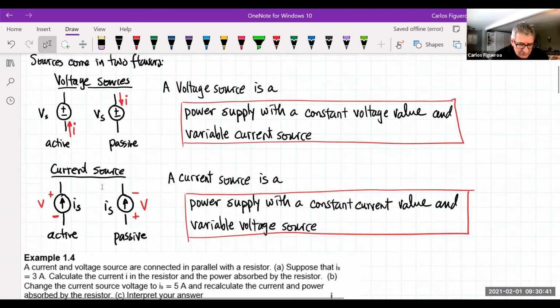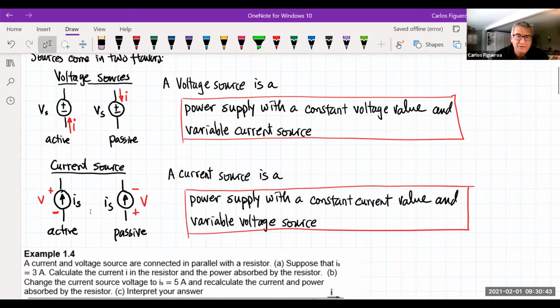If I have a current source, they behave very similarly. If it's active, remember the current has to come in through the negative terminal. If it's passive, the current has to be coming in through the positive terminal. So a current source is very similar to a voltage source, in that it's a power supply with a constant current value, but a variable voltage.